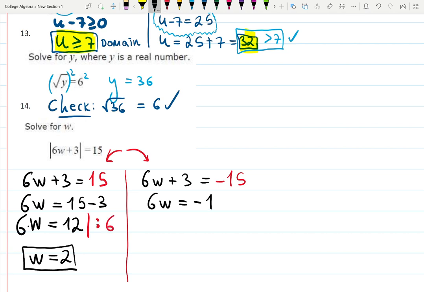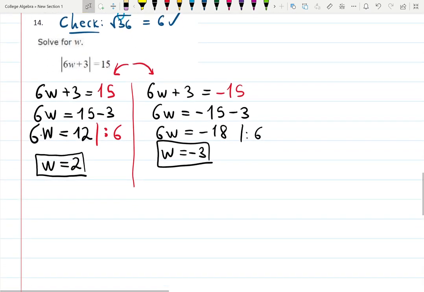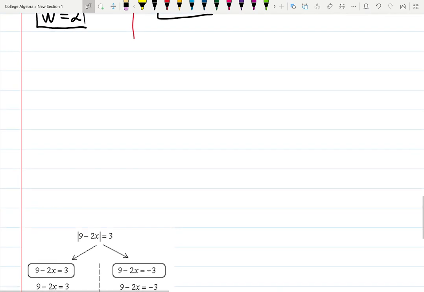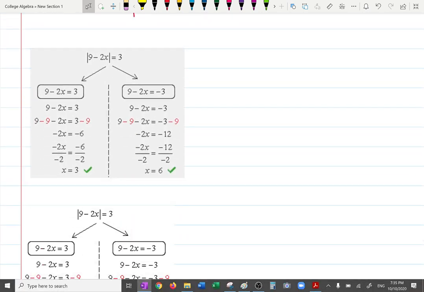For the second scenario, 6w is minus 15 this time, minus 3. 6w now is minus 18. Let's divide by 6. w becomes minus 3. And that's the second root. And this is how fast you can work out problems with absolute values. I kind of copied a very interesting case over here. I found it very neatly written, like so.